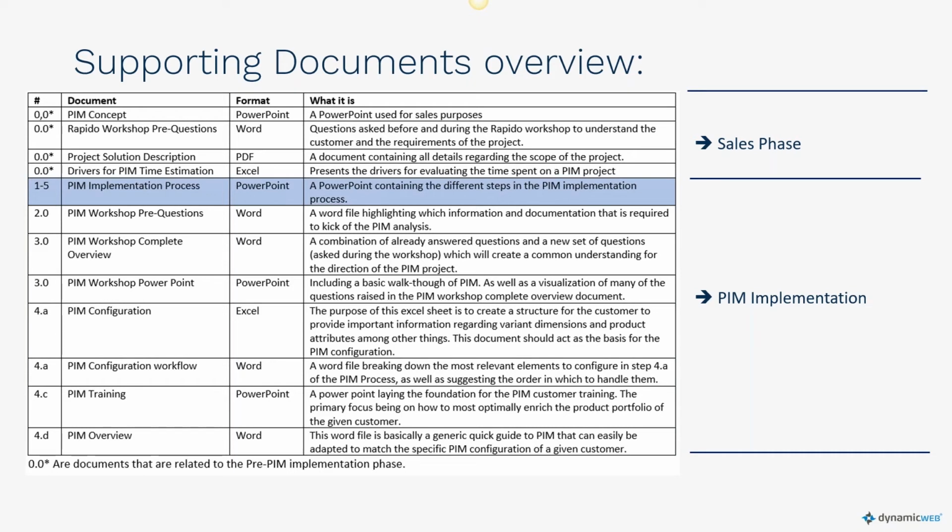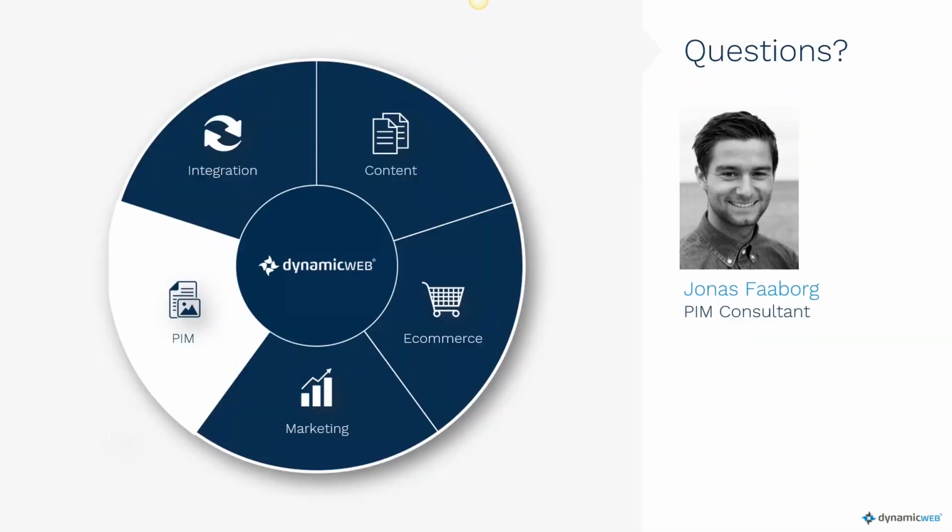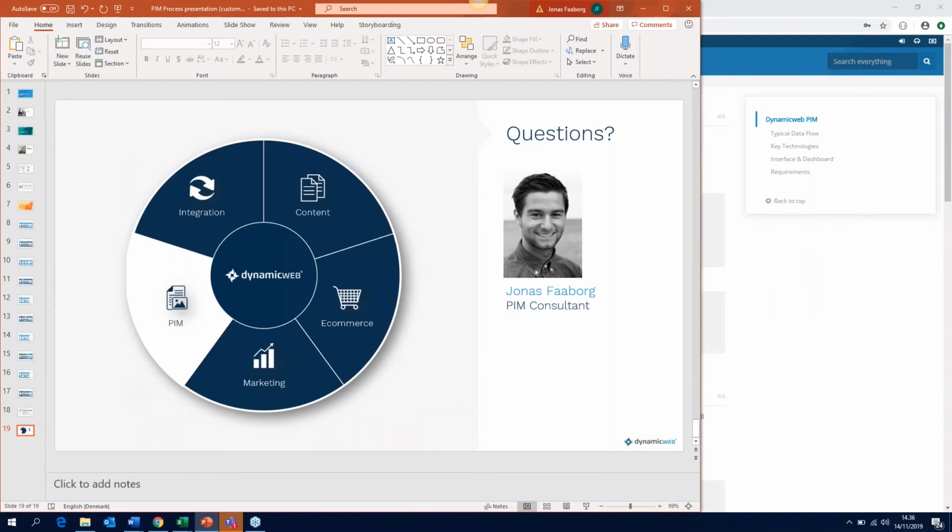The PIM configuration, the Excel sheet that we just looked at, where we have basically the master of data for the configuration within the PIM. And then lastly, we looked at the last document in this overview, the PIM overview, a generic quick guide to PIM that can be very easily adapted to match the specific PIM configuration of any customer. And that was basically it. So if you have any questions, don't hesitate.